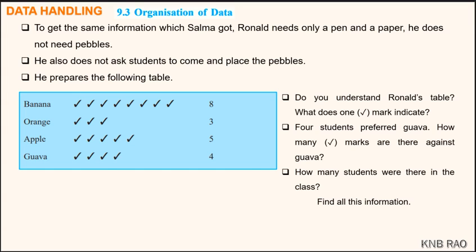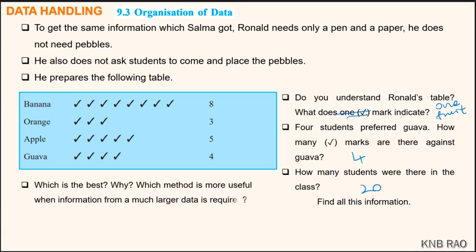Find all this information. What does one tick mark indicate? One fruit. One tick mark refers to one fruit. How many tick marks are there against guava? 4 tick marks are there. How many students were there in the class? It is the total sum. So 8 plus 3 plus 5 plus 4, it is 20. So this is how we can answer quickly.